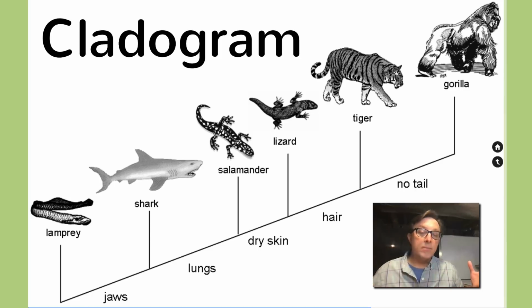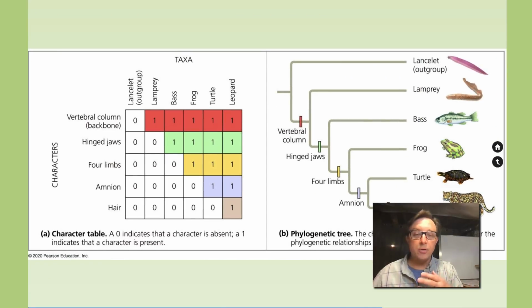To build these cladograms, we need to create a data table, or a character table as it's called here. We score each organism as to whether or not it shows each character. On the left-hand side, we see the characters that were chosen for this particular set of organisms. Everything is scored with either a 0 or a 1, the scores are added up for each organism, and then they are ranked and placed on the cladogram.